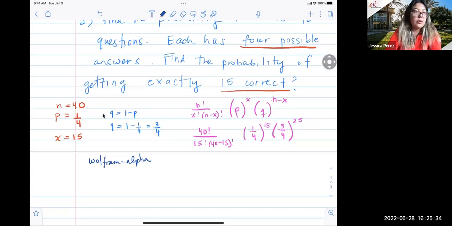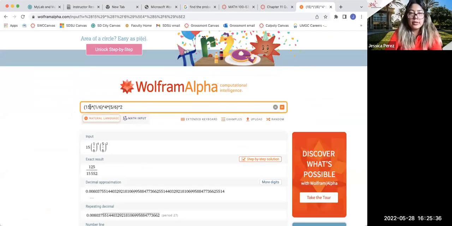So let me go ahead and share my screen here. One second. Okay. So we have here our Wolfram Alpha. What we're going to do is we have 40 factorial, and then down here we have 15 factorial times, we have to be very specific, 40 minus, well, in this case, it'd be 25 factorial.